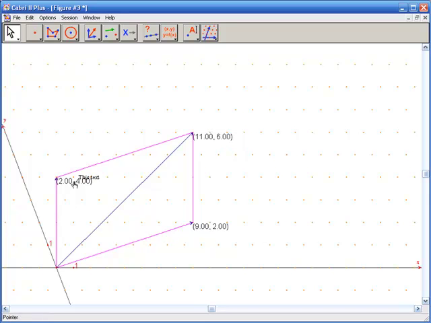And indeed, 9 plus 2 is 11, and 2 plus 4 is 6. So it appears to work out. That's fairly straightforward, and it demonstrates that it does in fact work for the other quadratic rings.